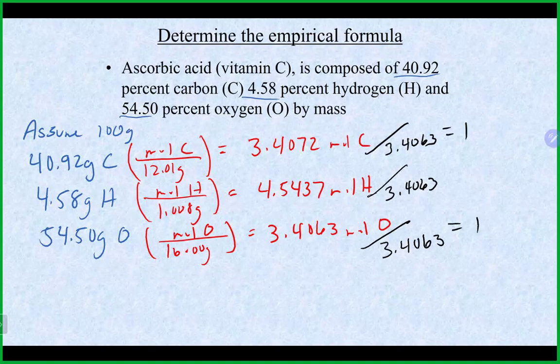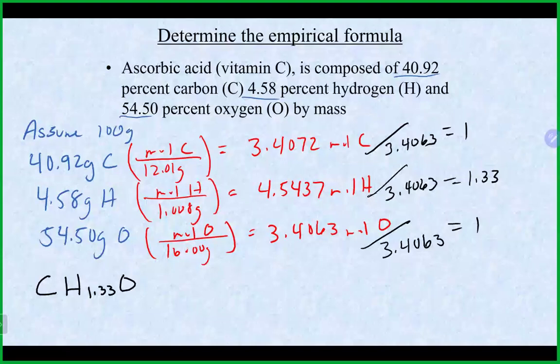And when we divide 4.5437 by 3.4063, that gives us 1.33 for our hydrogen. That would give us an empirical form of CH1.33O. Can I have 1.33 for my hydrogen? I cannot. And again, this is a place where it is too far to round. So we need to figure out a number to multiply everybody by to get to a whole number.